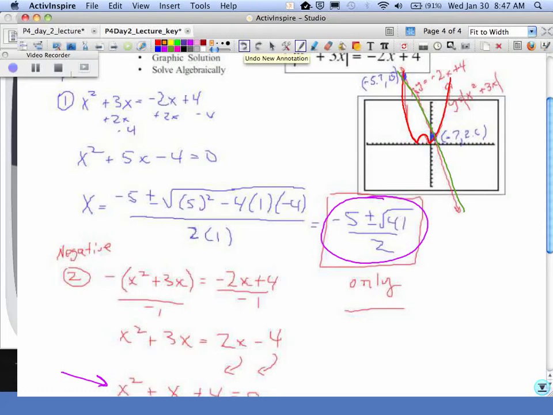But this is why we had the square root of -15, wasn't working, no solution. -5 plus the square root of 41 divided by 2, right here. -5.7 and 0.7 would be your 2 approximations. And I believe we are done.